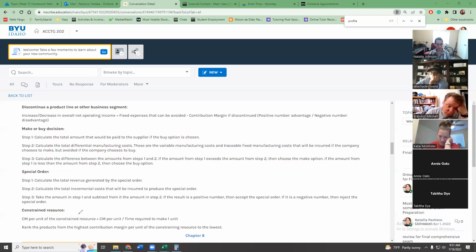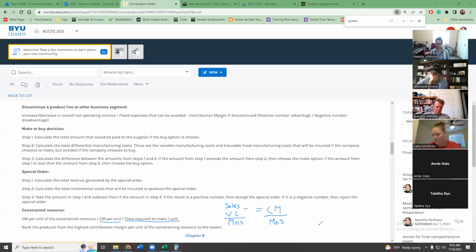And the constrained resource, remember that is the contribution margin per unit divided by the time required to make 1 unit. So if they give you the sales, or the price of that product, and the variable cost and then the minutes, you find the contribution margin first. So you subtract sales and variable expense, and then you divide that contribution margin by the time or the minutes.